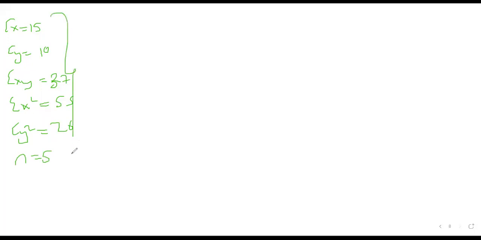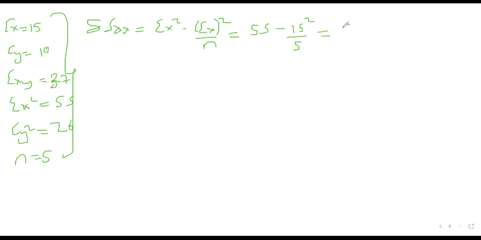All right, so this being the summary, we can also do the sum of squares xx: summation of x squared minus summation of x to the power 2 over n. Here we put x squared is 55, minus summation of x, 15, to the power 2 over 5. So we get 55 minus 45, which is 10.